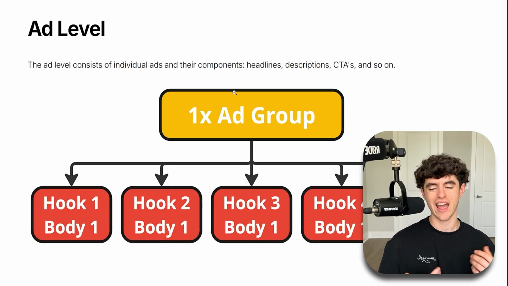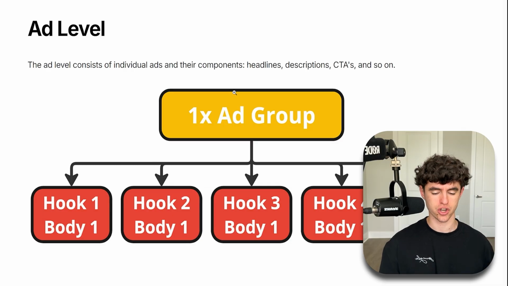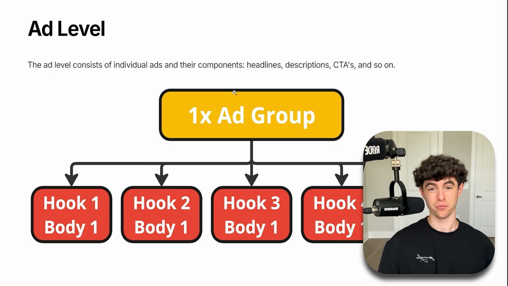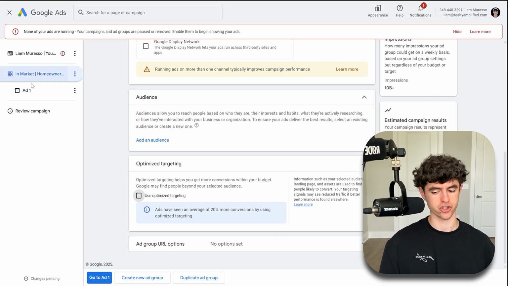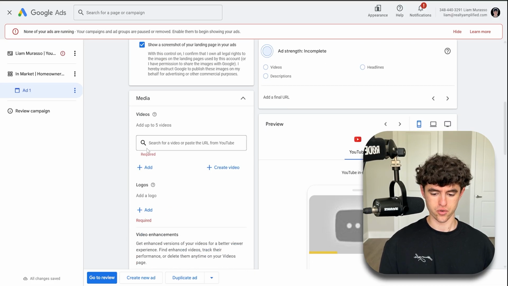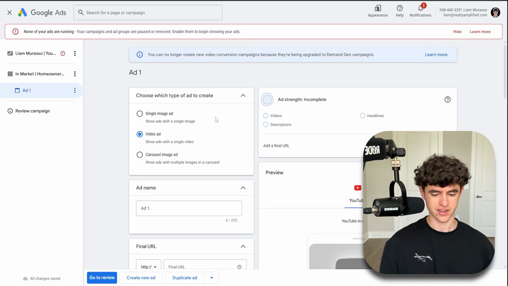Call it a day. So finally, at the ad level, this is going to consist of individual ads and their components, like their headlines, descriptions, call to actions, and so on. So I'm just going to show you what that looks like. We're going to actually show you how to upload your very own ad for the first time and what to put as general rules of thumb. But for right now, let me just show you what the ad platform looks like. So all you need to do in order to access it is just come on over here and click on the ad level. As you can see here, you have the ability to choose the headlines, call to action text, your business name, etc. And we're going to be breaking this down when we upload an actual ad itself.